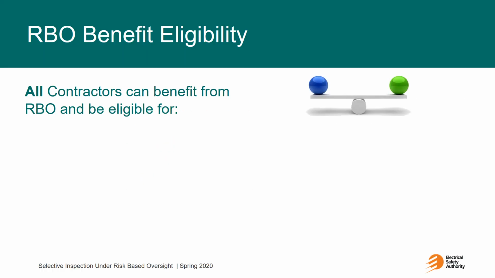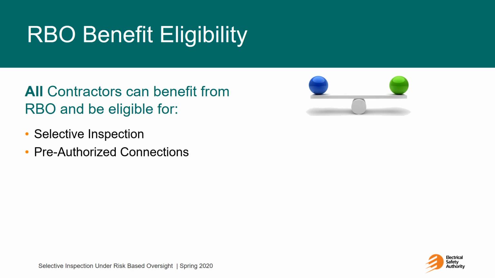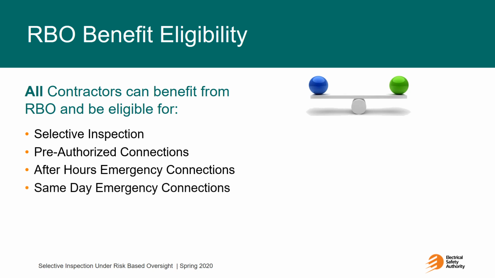All contractors can benefit from RBO if they meet the eligibility requirements. The benefits of RBO include selective inspection, pre-authorized connections, same-day and after-hours emergency connections, and small jobs visited at a 1 in 10 ratio by an inspector. Small jobs include common items not requiring an overload relay trip current setting, such as receptacles, power outlets, and thermostats.